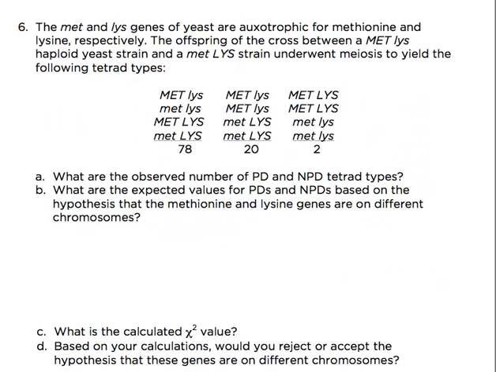Question 6. The met and lyse genes of yeast are auxotrophic for methionine and lysine respectively. The offspring of the cross between a dominant met recessive lyse haploid yeast strain and a recessive met dominant lyse strain underwent meiosis to yield the following tetrad types. So let's first label what these tetrad types are. Remember that what we're going to call parental gametes will be dominant for one of the genes and recessive for the other.